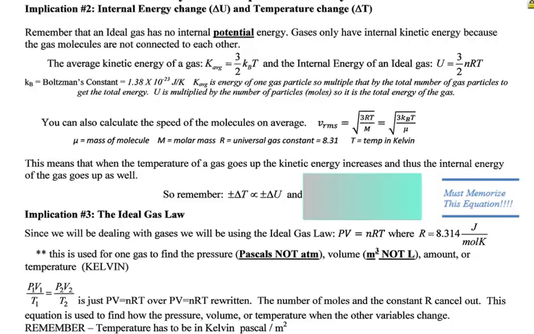The average kinetic energy of a gas is K average equals 3/2 k_B T. k_B is Boltzmann's constant, and this value is given to you on the formula sheet, so it's not something you're going to have to memorize. Now this equation, U equals 3/2 nRT, ends up being a very useful equation, but it is not given to you on the test, so you're going to have to memorize that equation. I've never seen them make you derive it, but they will make you use it, so please memorize that equation.